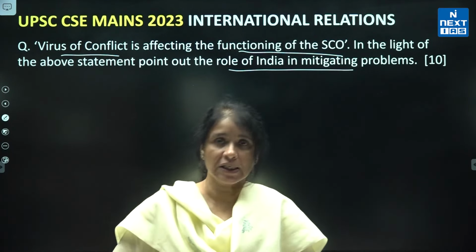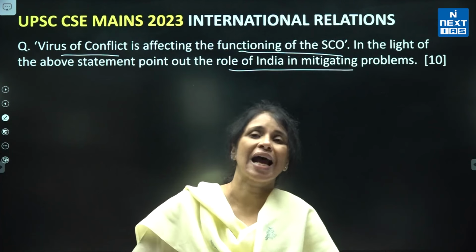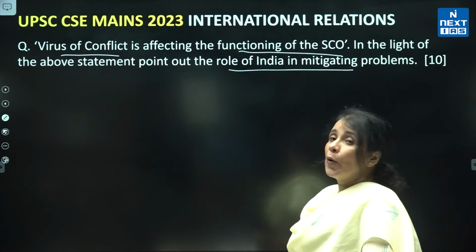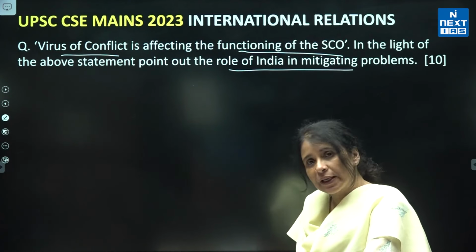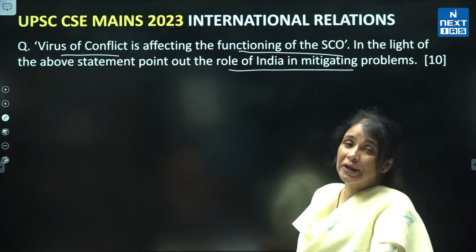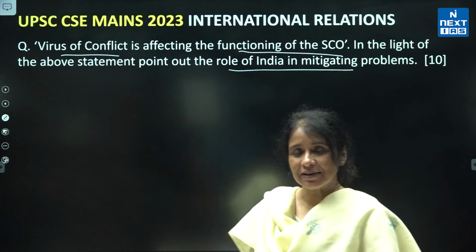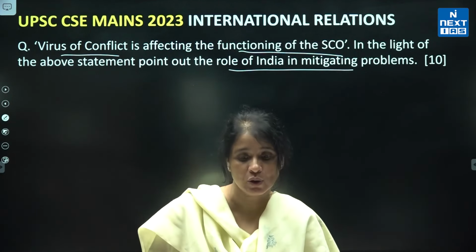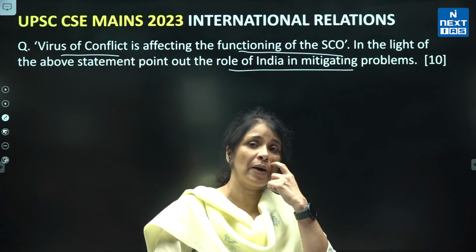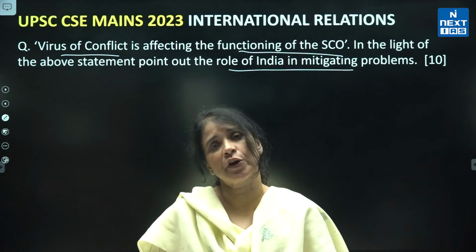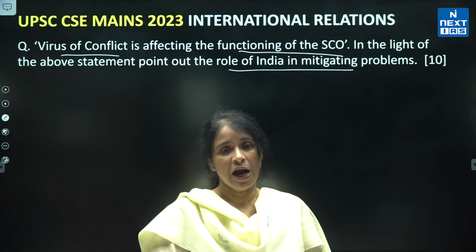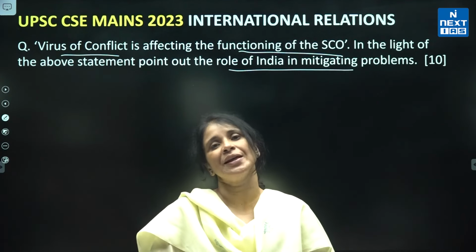So let us first understand what might have been the rationale behind this question, and very interestingly, the SCO organization has been asked in 2021 as well, and it's a repetition just after a break of 1 year. In 2021 the SCO question was asked about the objectives of SCO and the benefits of India joining SCO. And this year again SCO has been asked.